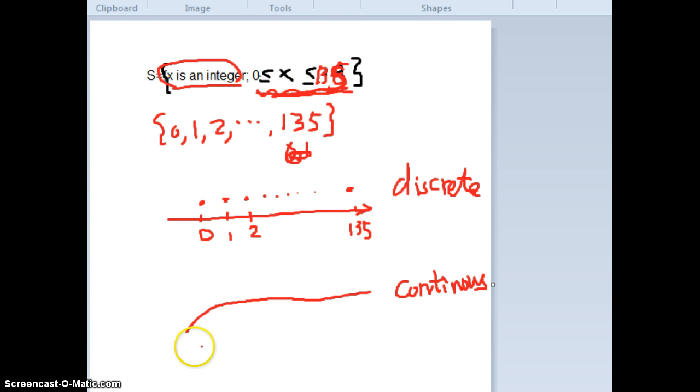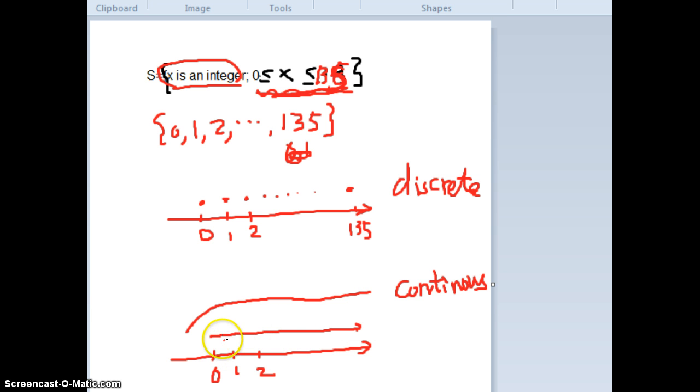If we draw a real number line, and this is 0, and this is 1, and if I draw a car, all the dots, it could be 0, could be 0.1, 0.01, 0.001, and so in fact it could be any number on the line, and that is called continuous because there's no gap between any two numbers.